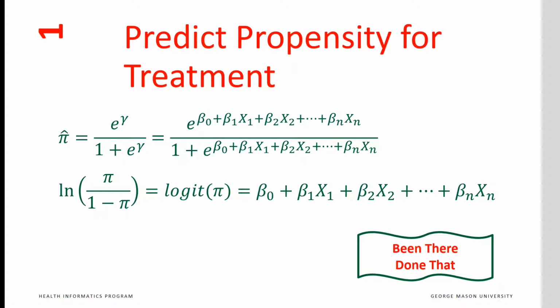Let us go through these steps in more detail. The first step in propensity scoring is to calculate the propensity of treatment. Logistic regression is used to regress the treatment variable on a set of comorbidities or risk factors. In a previous set of slides, we discussed how a logit function and SQL can be used to accomplish this step.